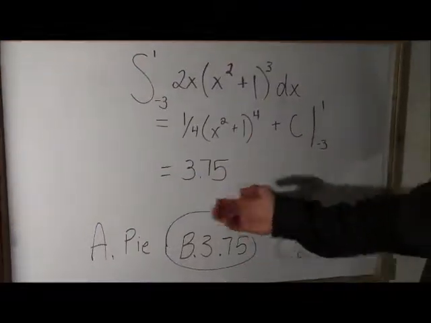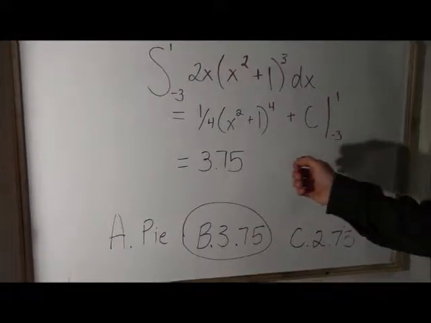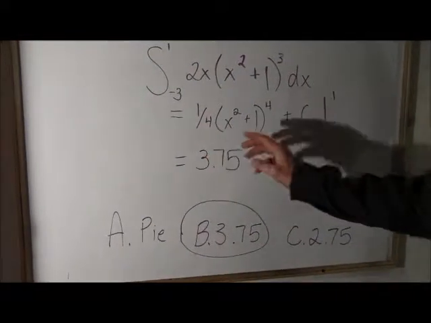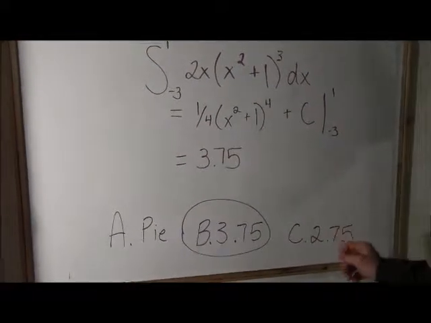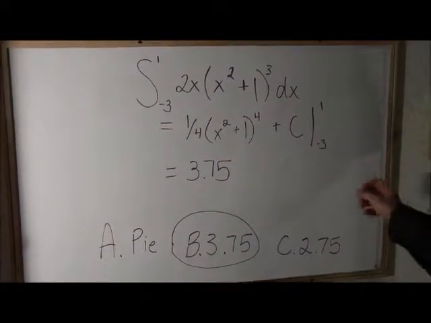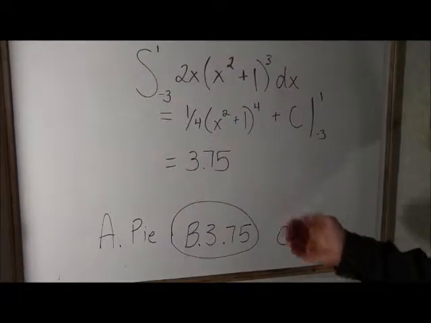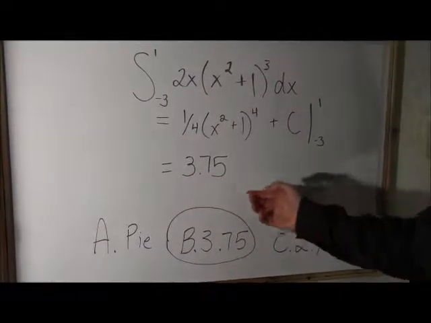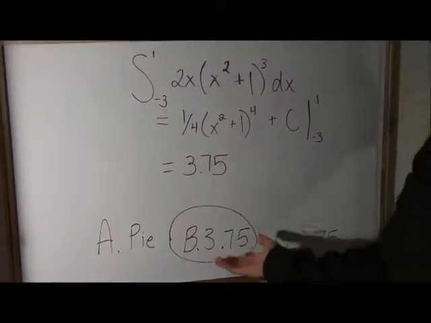Choose wisely. So in order to find the answer to this problem here, you would integrate and get 1/4 the quantity x squared plus 1 quantity to the 4th plus c from -3 to 1. If you punch this into your calculator, you'll get 3.75, which for us, that would be B.